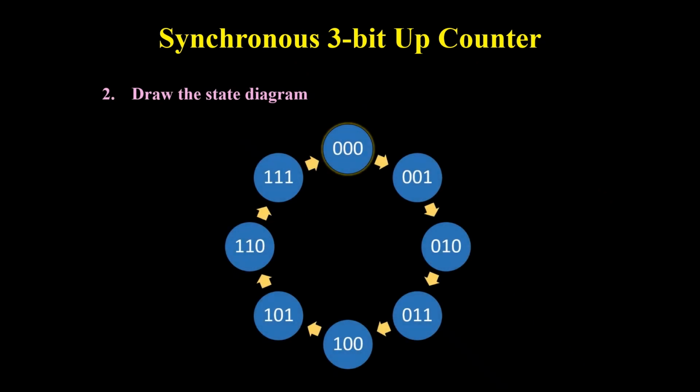So the state diagram will show the sequence in which the output state of the counter will change, and it shows that if the counter is in a specific state, then what will be the next state of the counter. So in this case, since it is a 3-bit up counter, the output of the counter will change from 000 to 111, where this number represents the output state of each flip-flop. So in this 3-bit up counter, we will have a total of 8 different states. And as you can see in the state diagram, the output of the counter will change in this sequence.